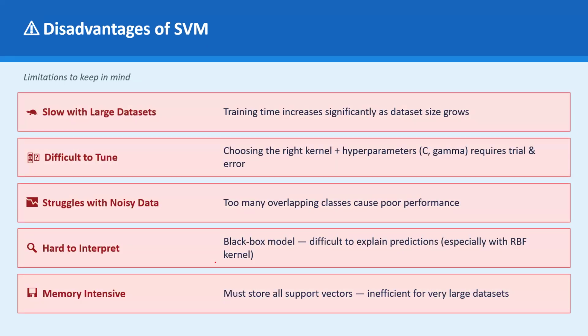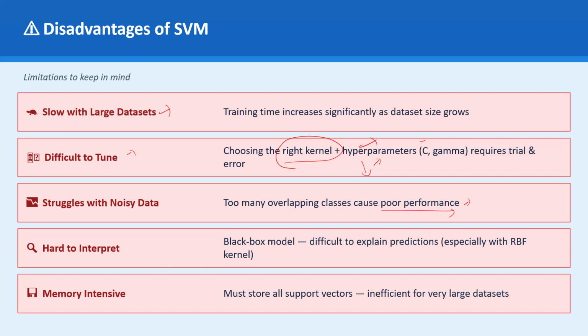Now, disadvantages. Because of large data sets, it slows down very much. And sometimes we find difficulty in finding the right kernel and the hyperparameters, the C and the gamma. We need to make some trials and then we can achieve this, but it is not so easy sometimes. It is difficult to tune. And sometimes, when the overlapping of the classes is very huge, at that time we will get very poor performance.